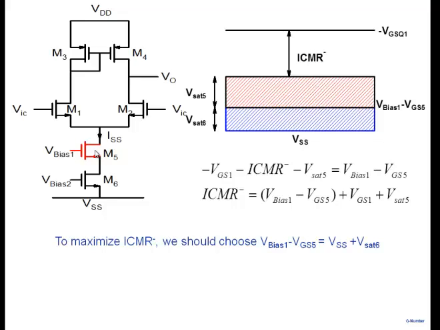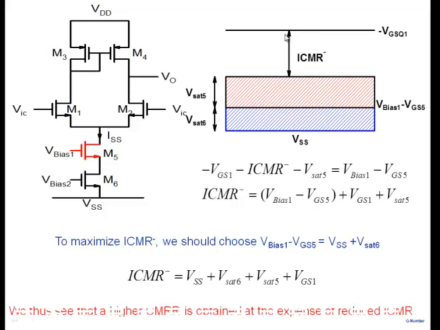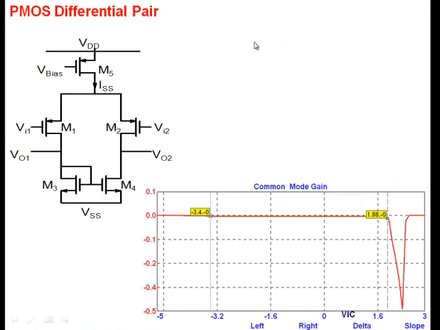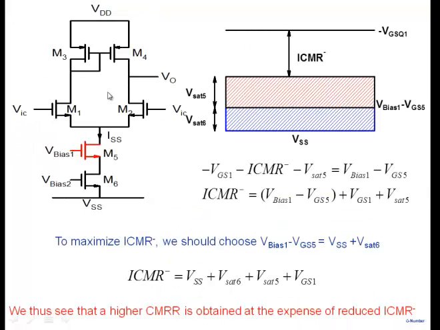ICMR minus will become even smaller. To begin with it is small, and if you stack transistors, it will become further smaller. All right. Now, what is interesting is the following. Note here, if we look at this circuit, what we found is ICMR plus is pretty good, and ICMR minus is bad. It has a low value.